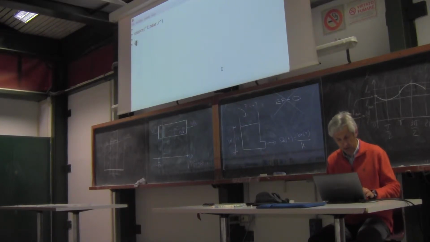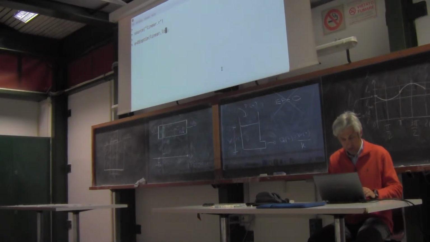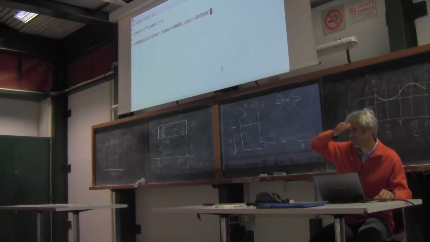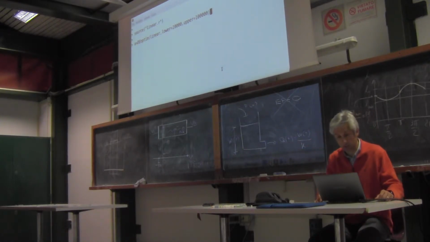Okay, let me say DEA equal DEoptim linear, lower equal, let's say 10,000, upper equal 100,000. It should work. In this case, lower and upper are not vectors, are just variables, because we have only one parameter. Let's see.